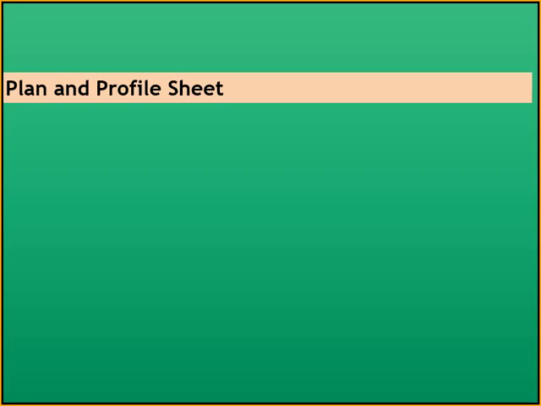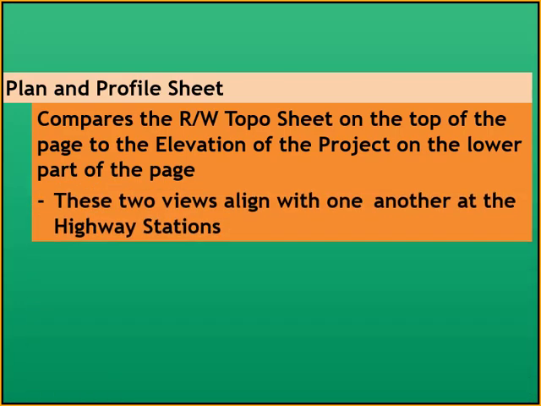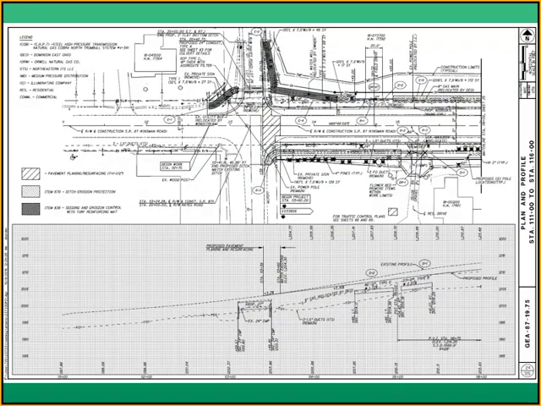Now we're moving on to the plan and profile sheet. The plan and profile sheet compares the right-of-way topo sheet on the top of the page to the elevation of the project on the lower part of the page. These two views align with one another at highway stations. And so what we're going to look at right now is a plan and profile sheet.